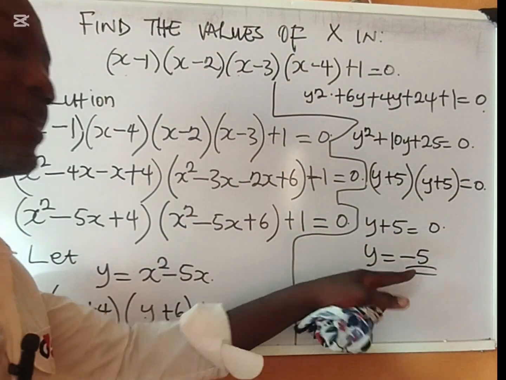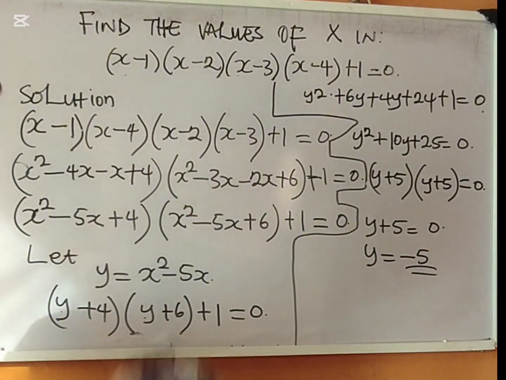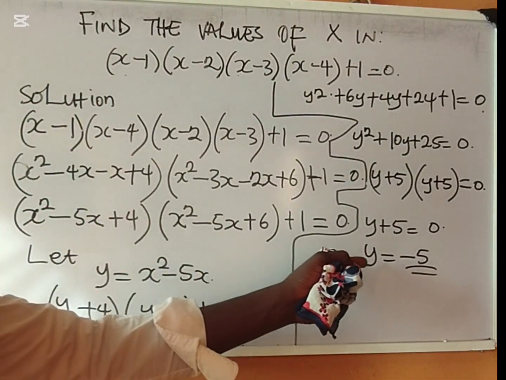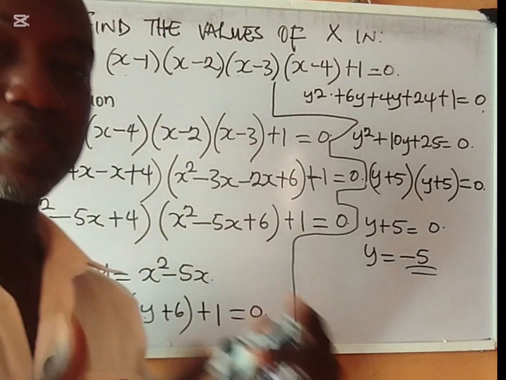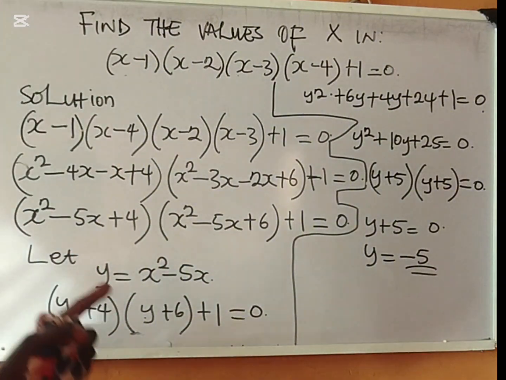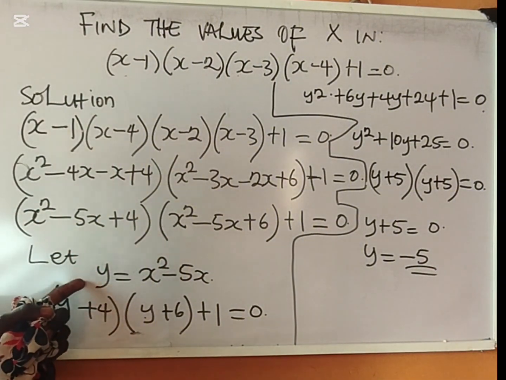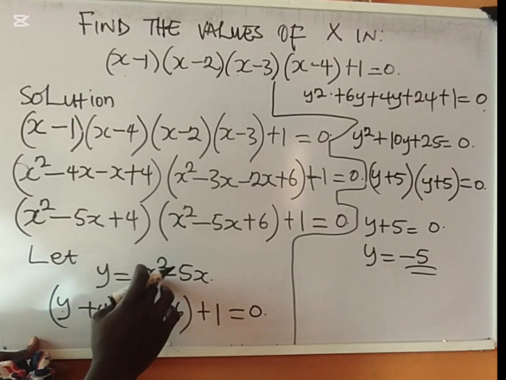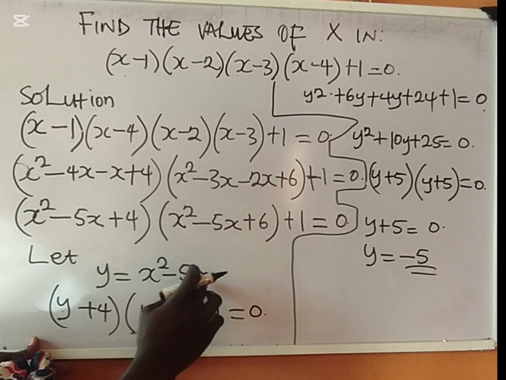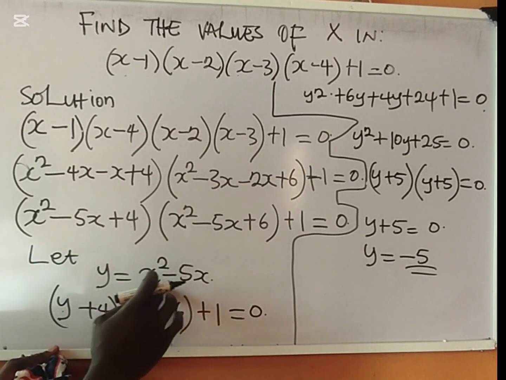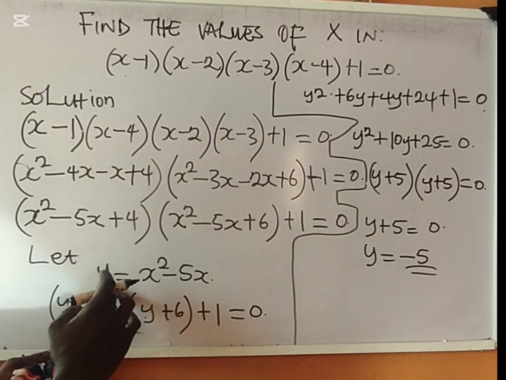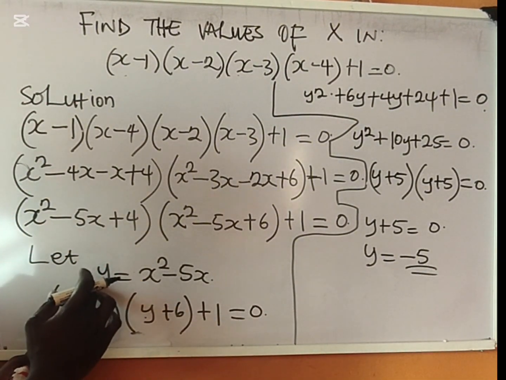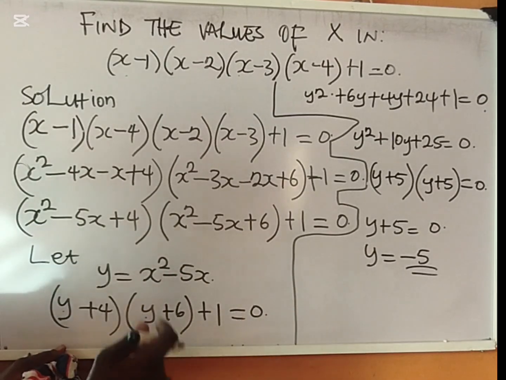So we have gotten an actual value for y. But remember, the original question did not ask us to look for y. y is just a means to an end. So there is an equation that we have derived here where we say let y be equal to x squared minus 5x. So we're going to rewrite this equation, but now we know the actual value of y to be minus 5. So we're going to place in the actual value of y while writing this equation.